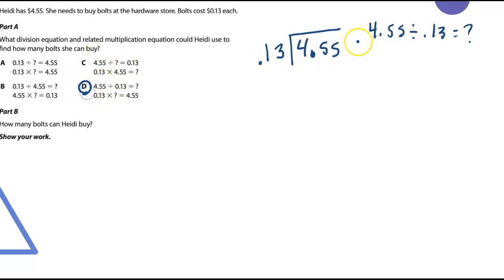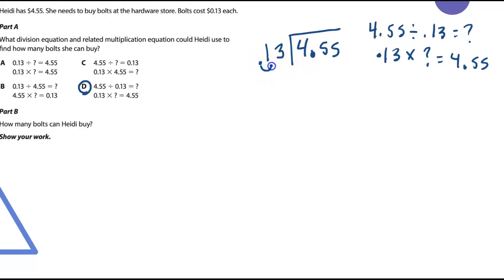And just to double check, if I reverse this, I would have 13 times something gives me a product of $4.55 because this is how much she has, and if it took all of it, we know each bolt costs 13 cents. How many bolts can she buy to get our product and spend all of her money? Okay, so the answer is D. So now I got to figure out how many bolts did she buy. So I'm going to divide 13 cents into $4.55.